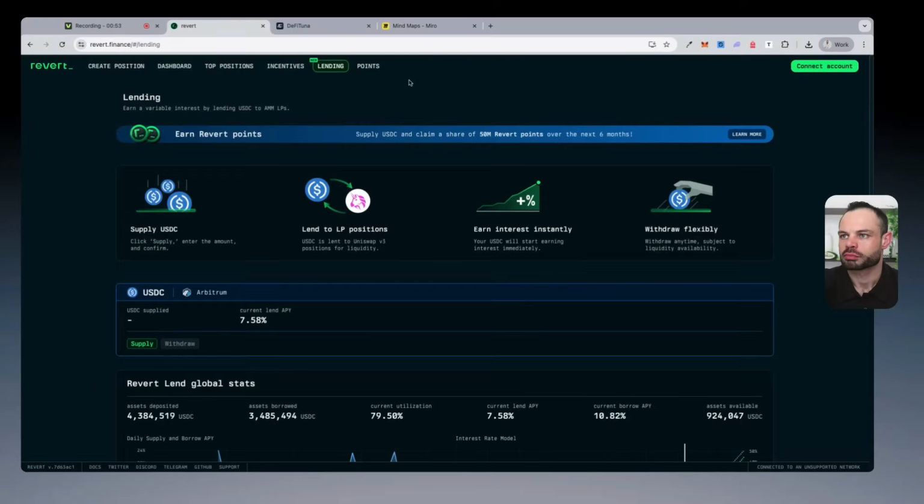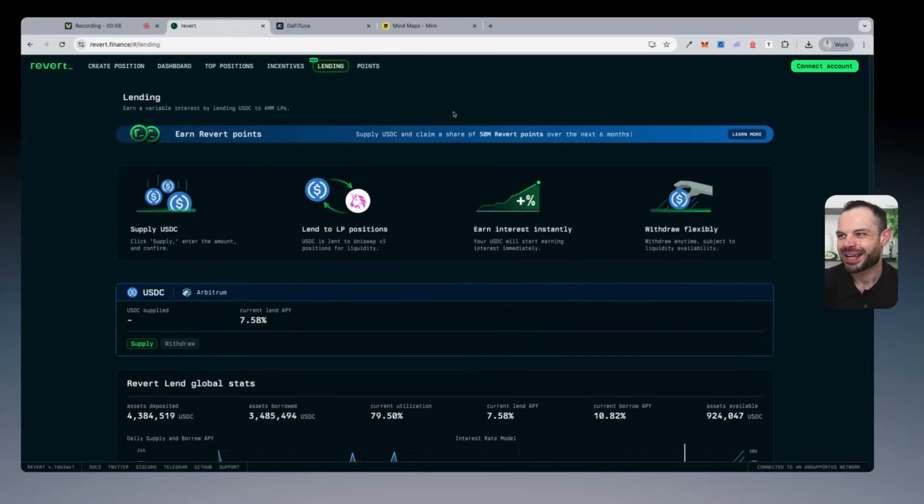We're going to look at some of the advantages and disadvantages of using leverage across different protocols, just like Revert and DeFi Tuna, what that means for you, and whether you should actually make a decision to do that based on your skill set, based on the risks at play, and whether you really want to make that move to the next level. So let's jump right in.